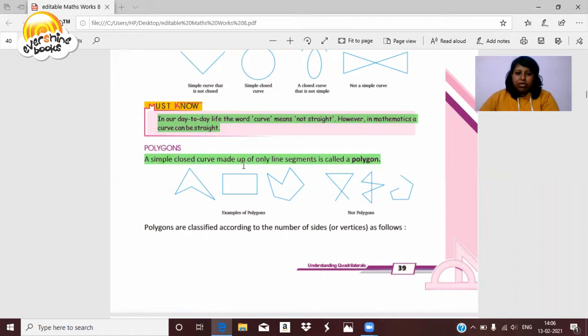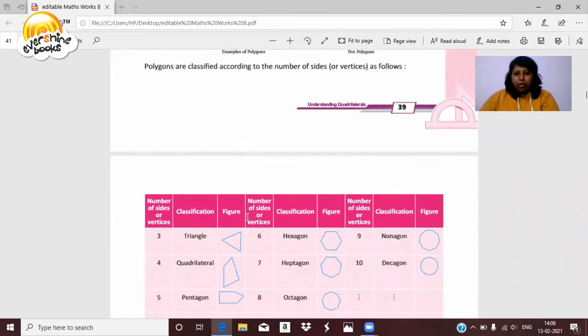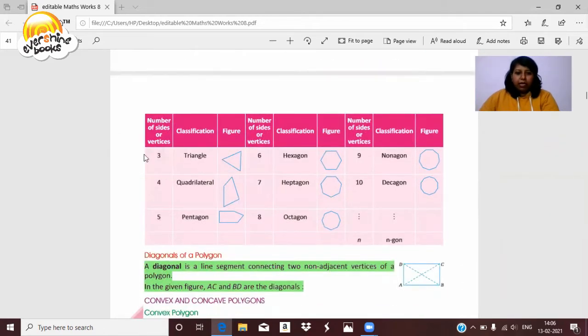Polygons. A simple closed curve made up of only line segments is called a polygon. These are examples of a few polygons. Polygons are classified according to the number of sides or their vertices. If they have 3 sides, then it is known as a triangle. Its shape is like this. It has 3 vertices. If it has 4 sides, it is known as a quadrilateral. This is a quadrilateral. If it has 5 sides, it is known as a pentagon. This is a pentagon. 6 sides hexagon, 7 sides heptagon, 8 sides octagon. Clear? And 9 sides nonagon, 10 decagon.